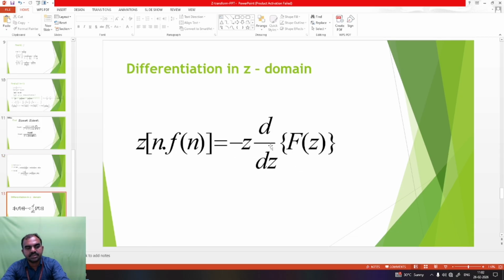Next, the differentiation in the z domain. So in the Z-Transform we can apply both differentiation and integration properties. So first, differentiation. If any function is multiplied with n, that is Z of n into f of n, then the direct formula is minus z d by dz of F of z. So if any function is multiplied with n, first we find the Z-Transform of that function, after that we take the derivative of it, right? So Z of n into f of n equals minus z d by dz of F of z.